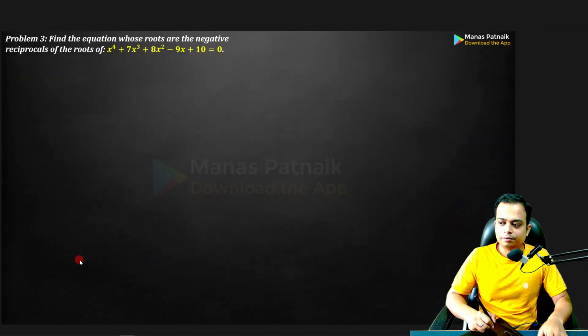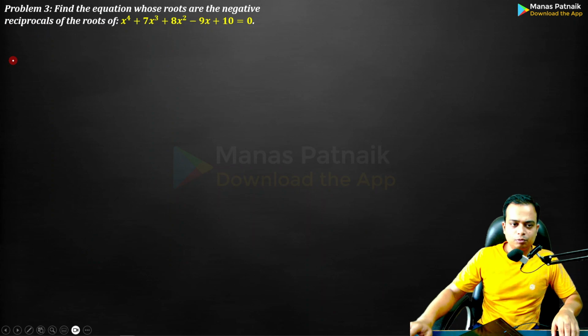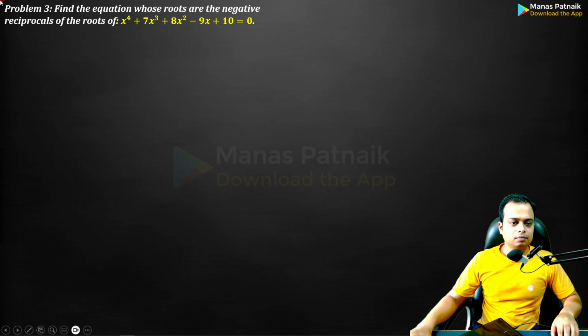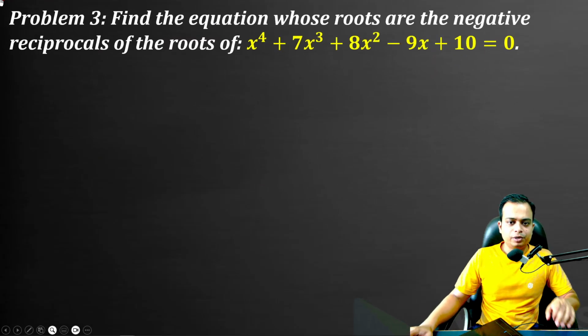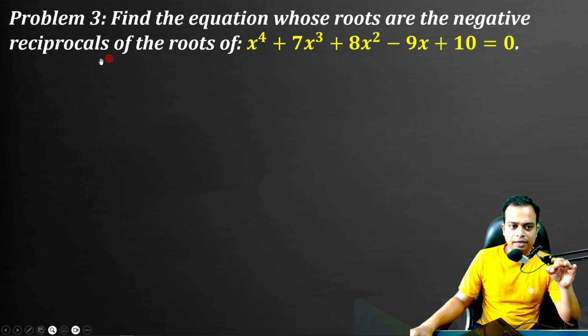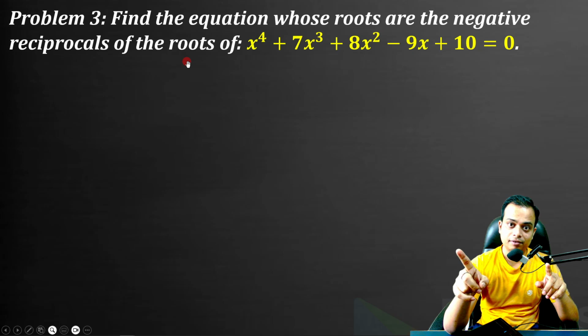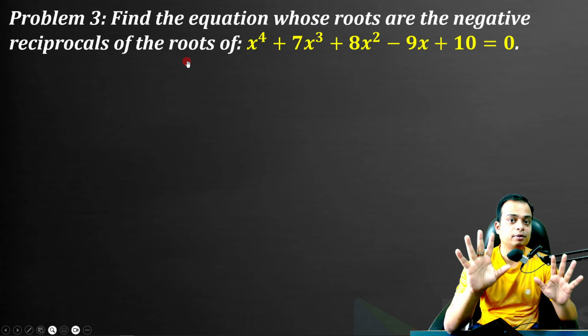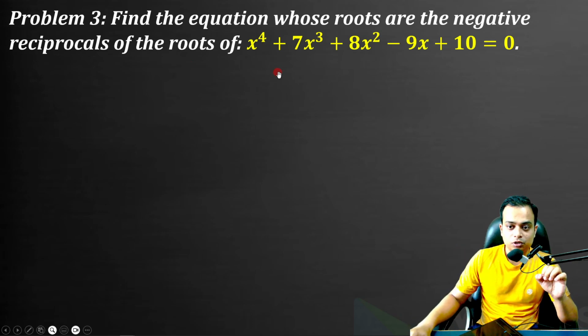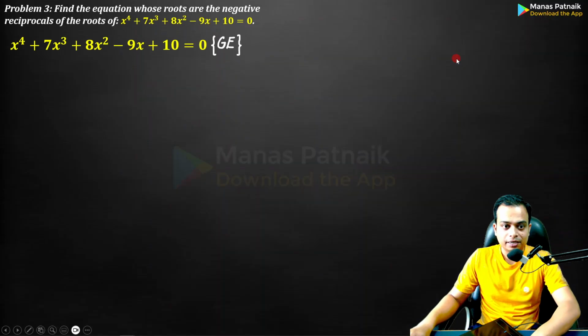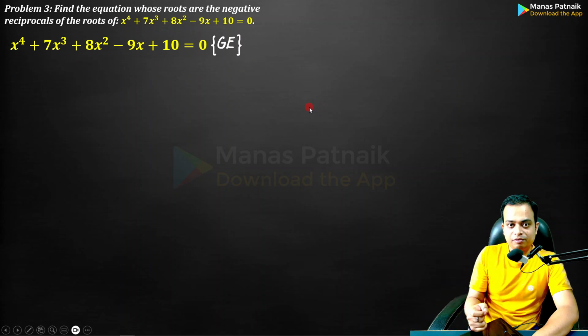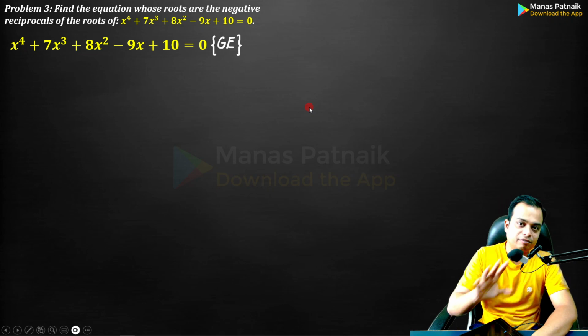Take a look over here. Let me zoom in. Find the equation whose roots are the negative reciprocals. Two things, negative, also the reciprocals. So there are two properties which you need to apply of the roots. That's your given equation. Let me rewrite this again. In the first transformation we are going to go for reciprocal roots. In the second transformation we are going to go for negative roots.